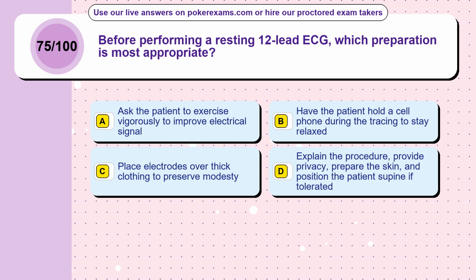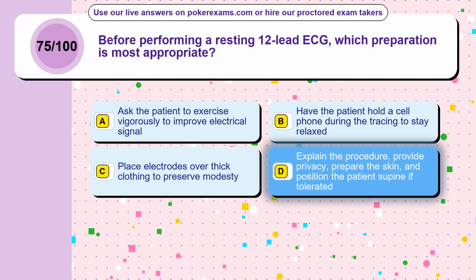Option C. Place electrodes over thick clothing to preserve modesty. Option D. Explain the procedure, provide privacy, prepare the skin, and position the patient supine if tolerated. The correct answer is option D. Explain the procedure, provide privacy, prepare the skin, and position the patient supine if tolerated.